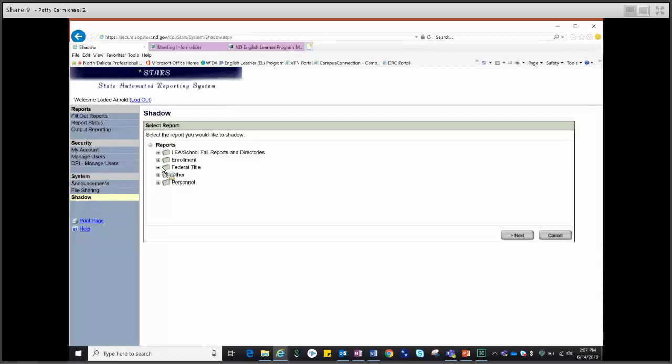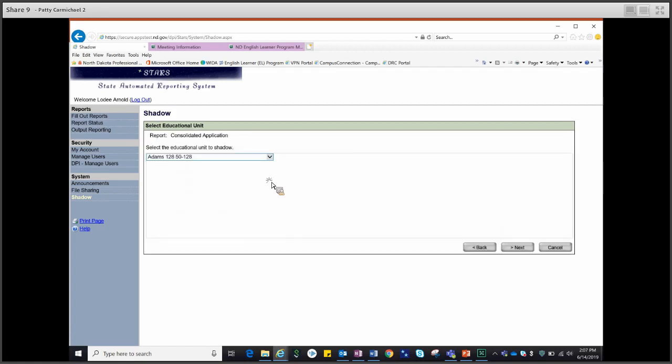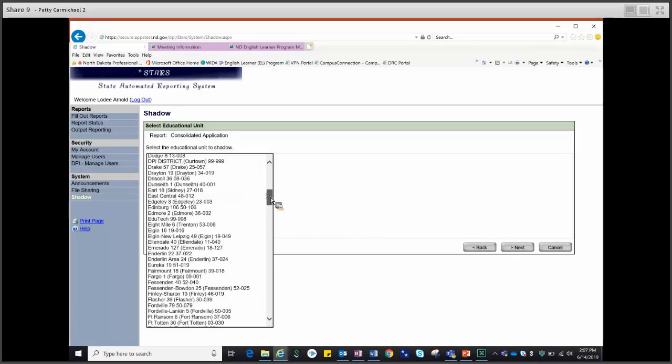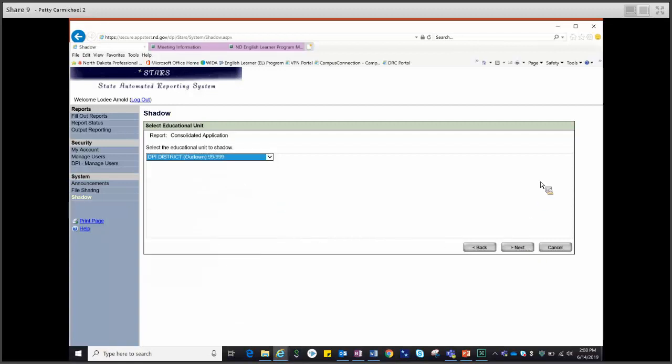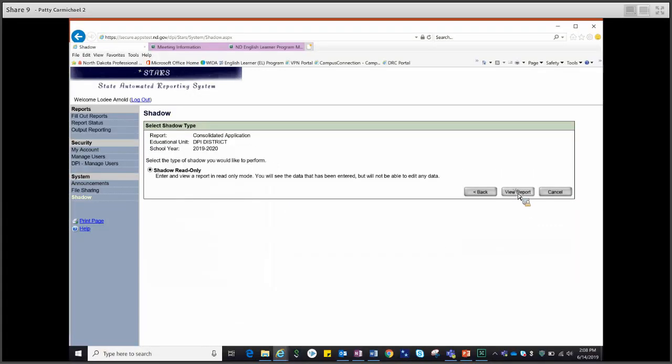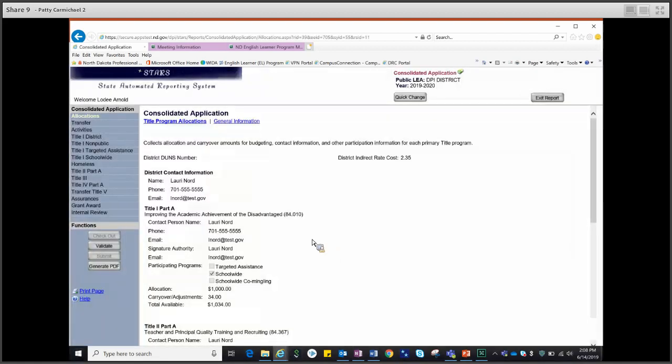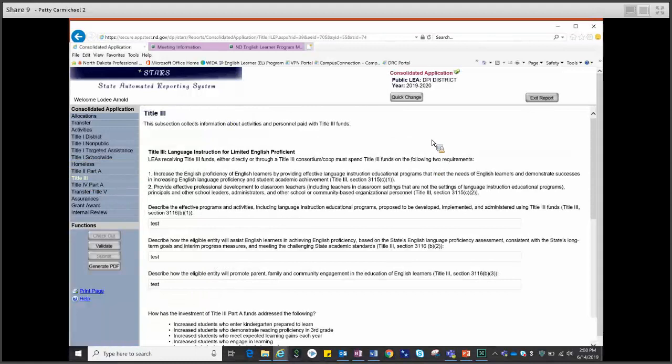There we go. Okay, so shadow federal title consolidated application. I'm going to pick just our district, DPI district, and next school year, and then Title III. So this is the Title III section. This is where I showed you all, or told you all those descriptions are.